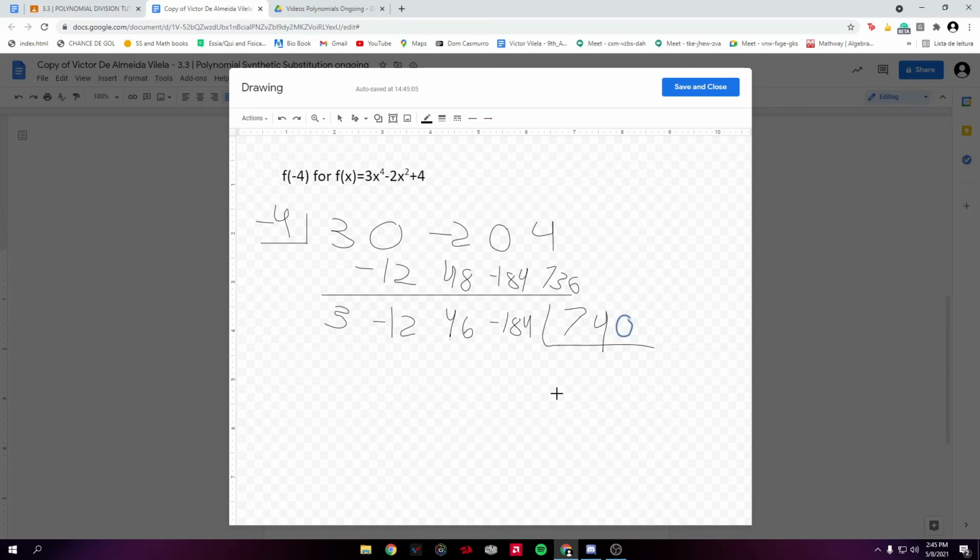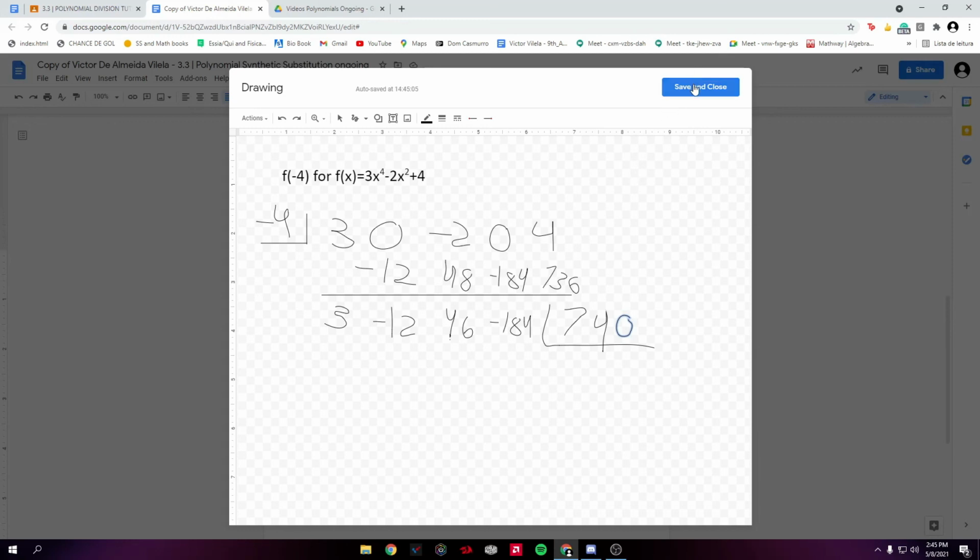Okay, so let's check the answers. It is 3, lower the 3, 4 times 3 is -12, lower the -12, -12 times -4 is a +48, -2, 46, 46 minus 184, negative times a negative. It is correct by my calculations.